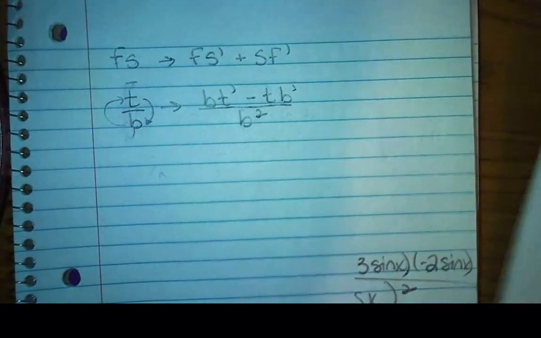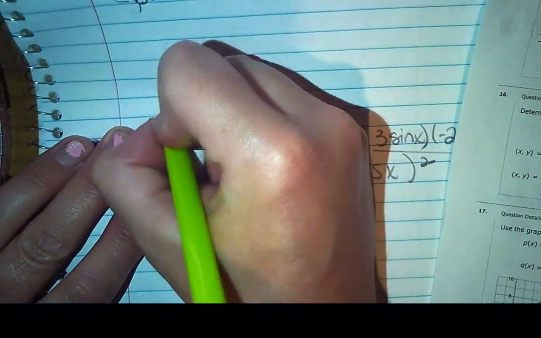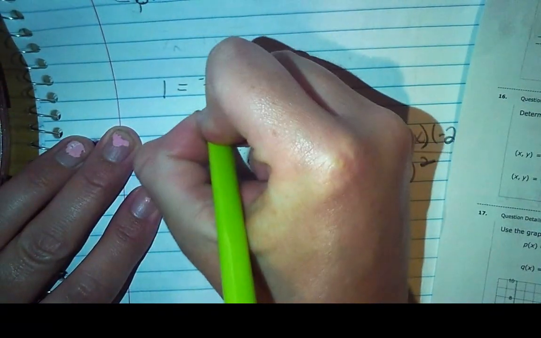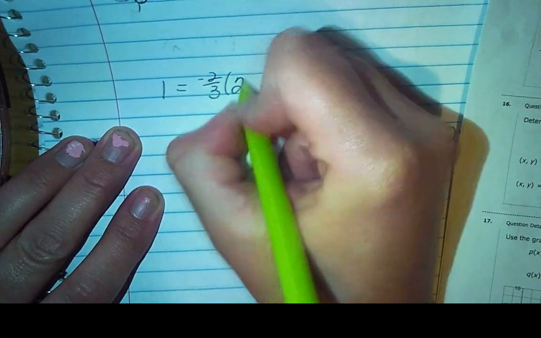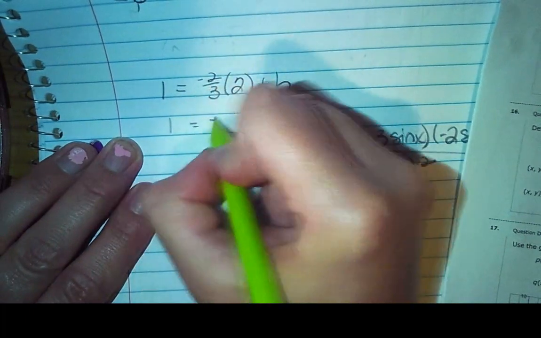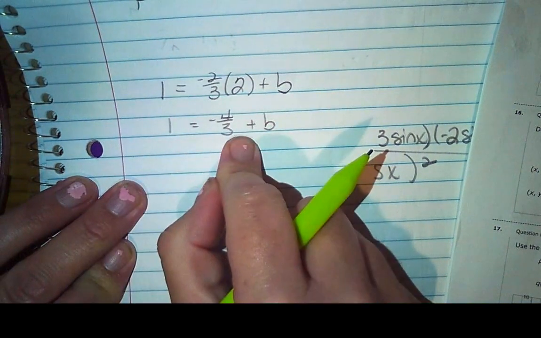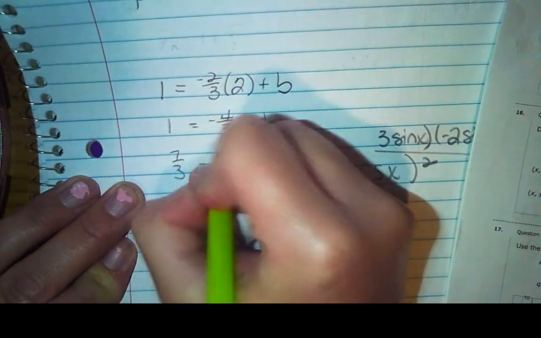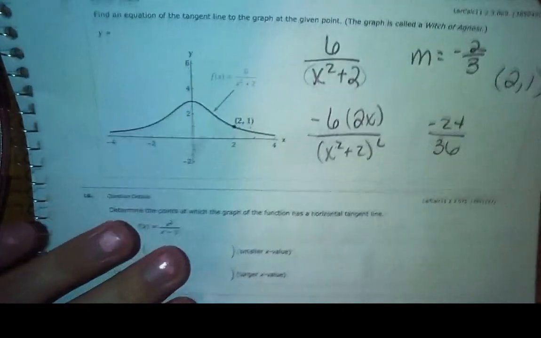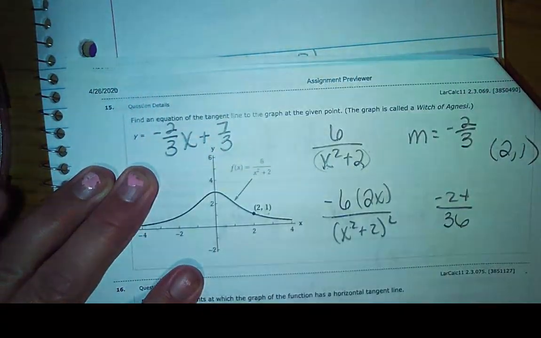I'm running out of room, so I'm going to write it over here. If I have y equals mx plus b, I've got 1 equals -2/3 times 2 plus b. That gives me -4/3, so if I add 4/3, 3/3 plus 4/3 is 7/3. That's your b value, where it hits the y-axis. So your tangent line has a slope of -2/3 and hits the y-axis at 7/3.